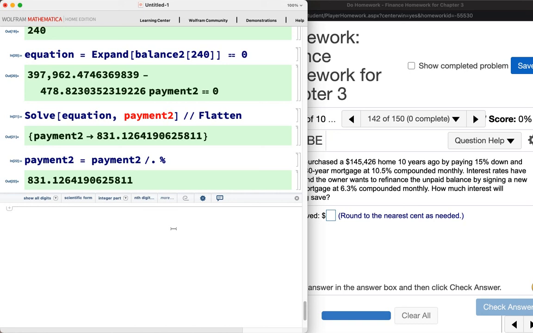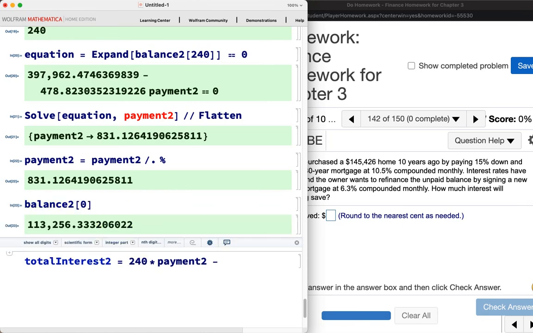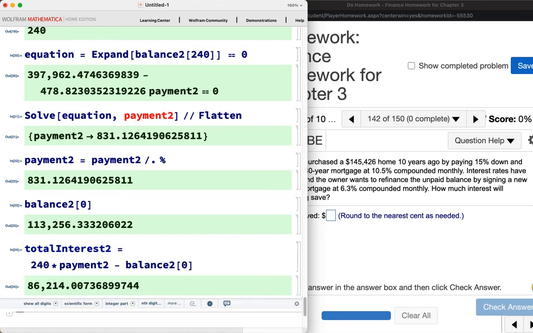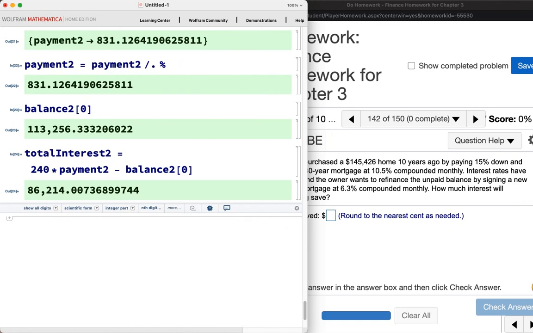So the total interest for this particular loan, what should I call it? Total interest 2 is simply going to be, for 240 months, every month you are writing a check for about $831.13, payment to, minus how much money did you initially borrow? You borrowed balance to of 0, which is $113,256.33. So that is what we initially borrowed. Okay, so the total interest then for that particular loan or mortgage is $86,214.